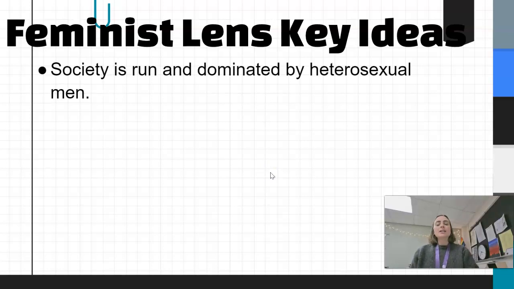So some key ideas of the feminist lens that we want to think about is that society is run and dominated by heterosexual men. This word heterosexual just means straight. And I want you to think about, in our country, who has been president or held positions of political power. All of our presidents have been men, right? For the vast majority, the presidents have been white, and as far as I know, all of them have been heterosexual or straight.